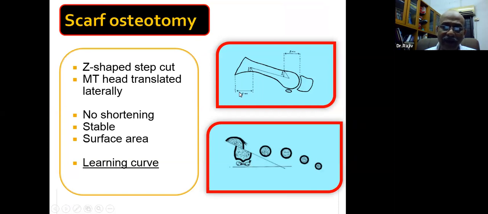The next very commonly done osteotomy the world over is the scarf osteotomy. It is a Z-shaped osteotomy where the metatarsal head is translated laterally. There is no shortening. It is a very stable osteotomy, and it has a broad surface area to cover. So it's a Z-shaped osteotomy.